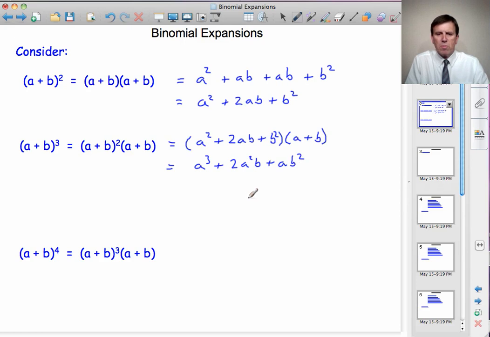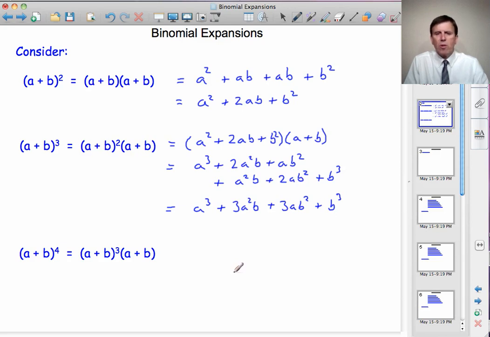Now I need to multiply the first bracket by the b. Plus b times a squared is plus a squared b, plus b times 2ab is plus 2ab squared, and plus b times b squared is plus b cubed. I think it helps to write like terms underneath each other, because then it makes them easy to collect together. We've got a cubed, and I've got 2a squared b plus another a squared b is 3a squared b, plus ab squared plus 2ab squared is plus 3ab squared, and finally we have b cubed. So we've now got a plus b all cubed.